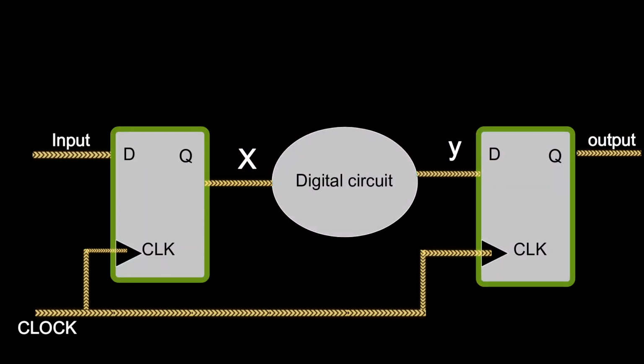Take a look at this digital circuit. It consists of two flip-flops with a digital circuit between them. Let me explain the operation of this circuit. The first flip-flop takes an input, and its output is connected to the digital circuit you see here. The output of the digital circuit then feeds into the second flip-flop. Both flip-flops are connected to the same clock.